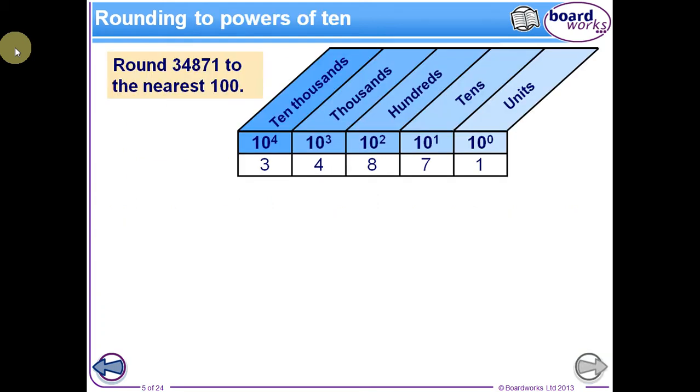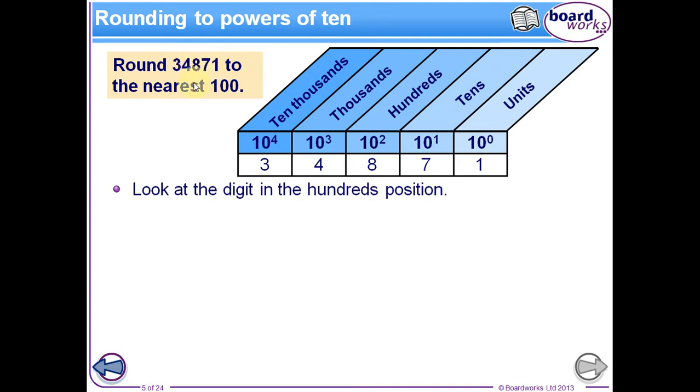For example, now we have 34,871. We have to round to the nearest 100. Okay guys, just a quick one. If you have to round to the nearest 10, then the last digit should change to 0. For the nearest 100, the last two digits return to 0. To the nearest 1,000, the last three digits return to 0. To the nearest 10,000, the last four digits return to 0, and so on and so forth.